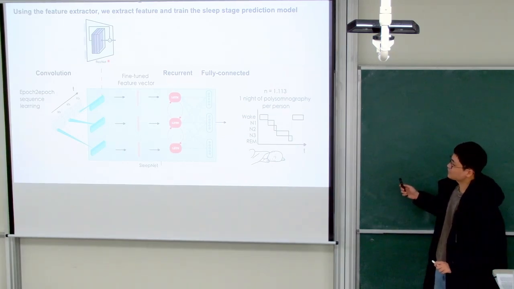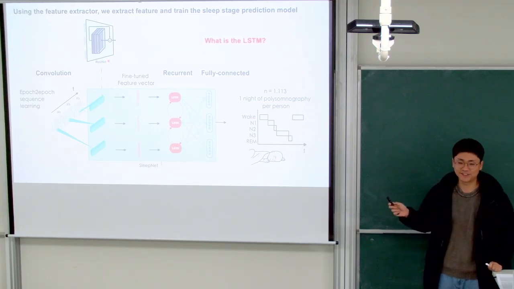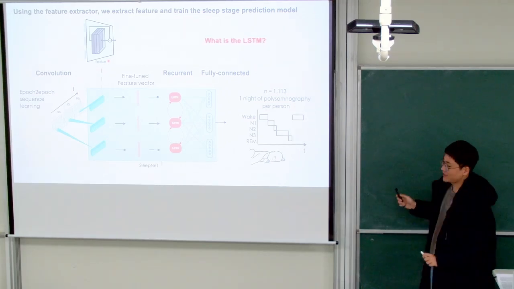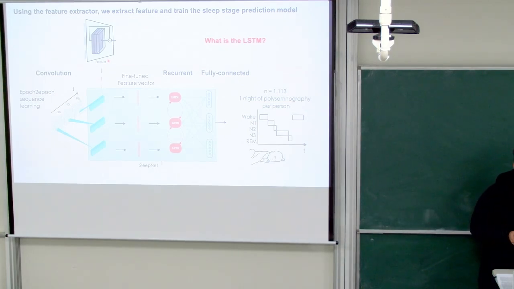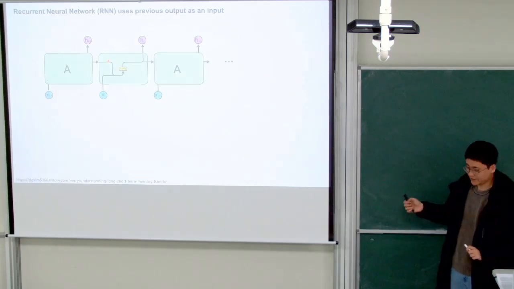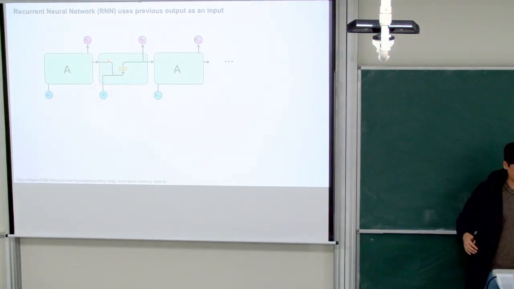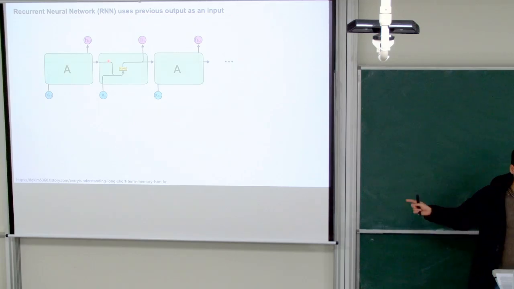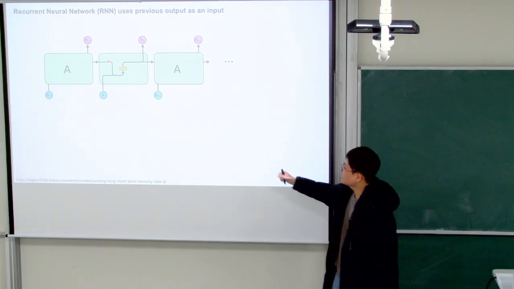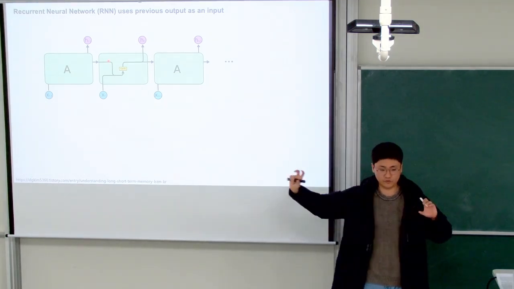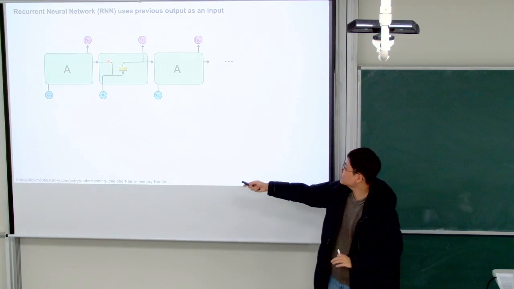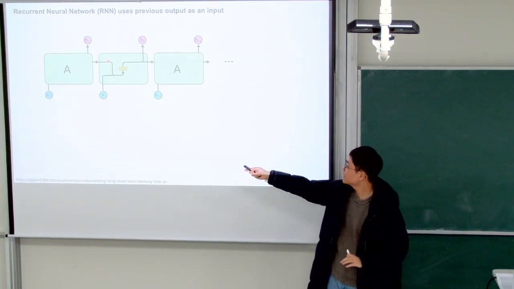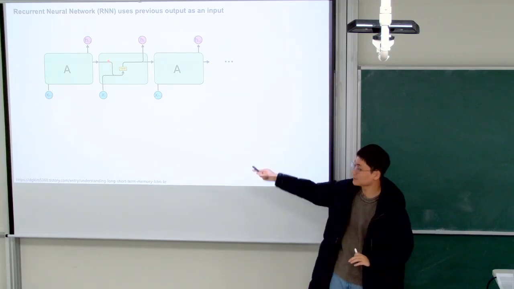I was also interested in what the LSTM is, so I prepared to explain it. I just briefly prepared this. To understand the LSTM, we need to understand the recurrent neural network first. The idea of a recurrent neural network is simple. We plug in time series data as a sequential input, and the previous output is used as an input of the next prediction.